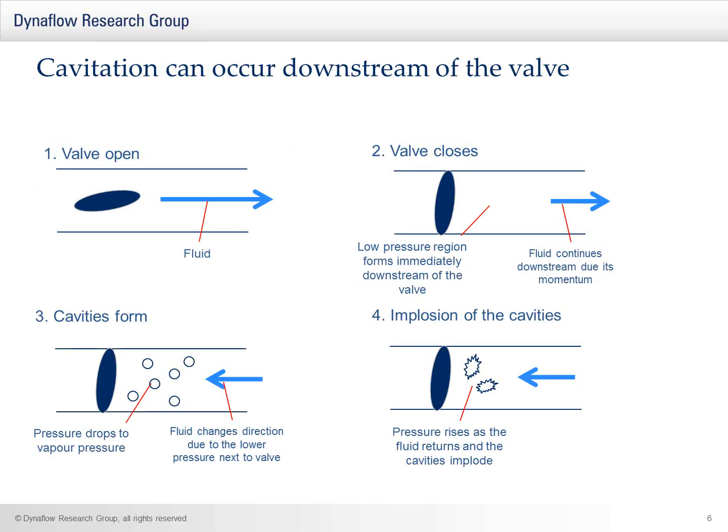Now we've considered the case upstream of the valve. Let's now consider the case downstream of the valve. Here we see the fluid moving away from an open valve, which is then closed in image 2. Because the fluid has momentum, the fluid continues to move downstream, and that means a low pressure region forms immediately downstream of the valve.